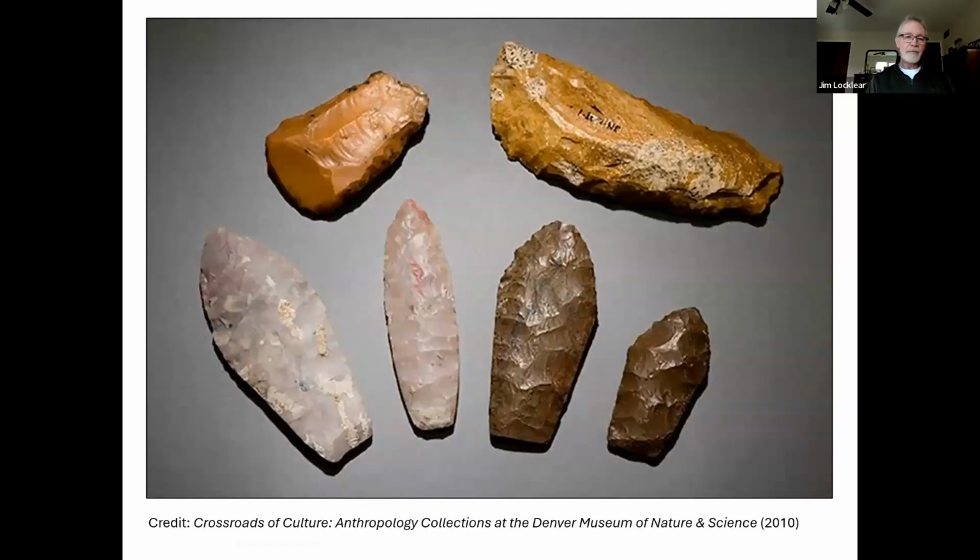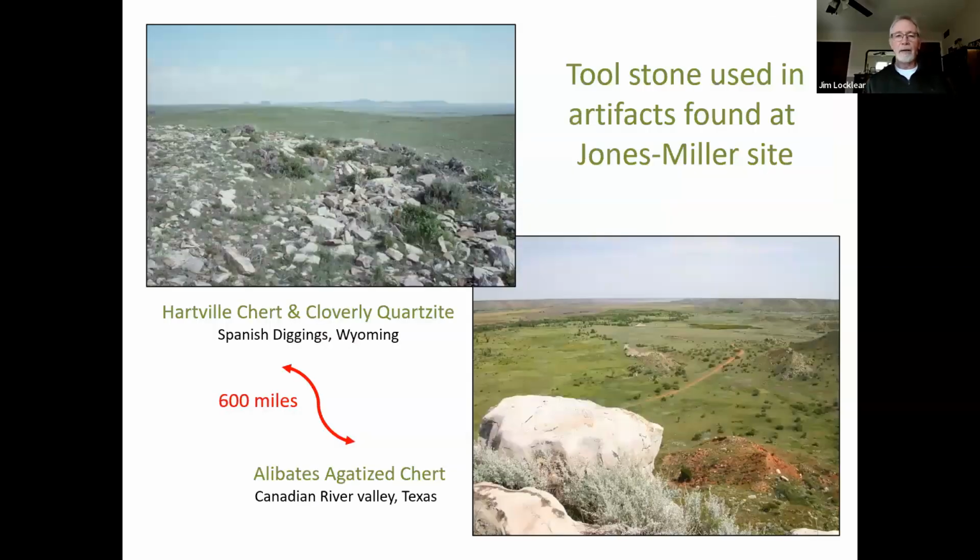But there are about 100 some stone artifacts that were found within, spear points primarily found within the bone bed. And what amazed me as I learned more about this is that these were manufactured from about 5 different types of identifiable tool stone that were manufactured from known quarries within the Great Plains. So here's just 2 examples, actually the most far-flung examples. There were spear points made from Hartville Chert, from the Spanish Diggings area in Wyoming, and from Alibates Agate Chert down in the Canadian River Valley, not too far from Amarillo, Texas, 600 miles apart.